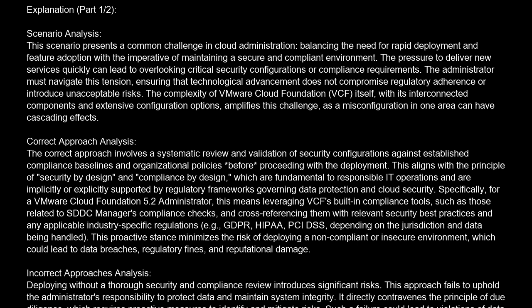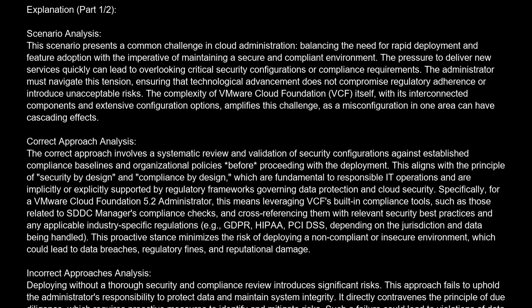The complexity of VMware Cloud Foundation, VCF, itself, with its interconnected components and extensive configuration options, amplifies this challenge, as a misconfiguration in one area can have cascading effects. Correct approach analysis. The correct approach involves a systematic review and validation of security configurations against established compliance baselines and organizational policies before proceeding with the deployment.